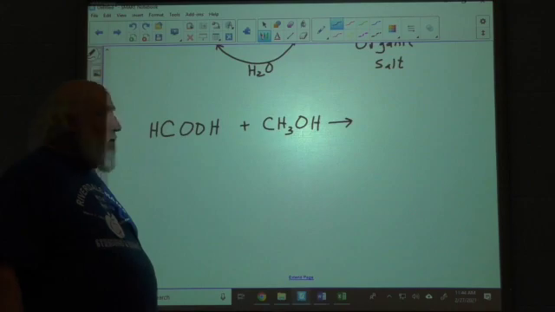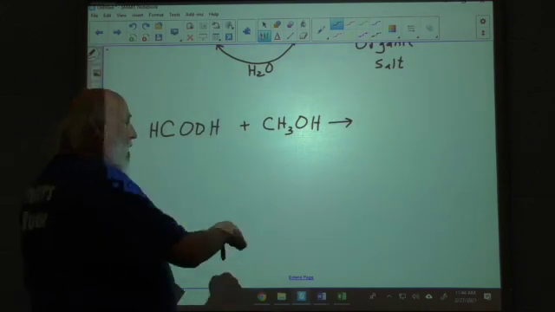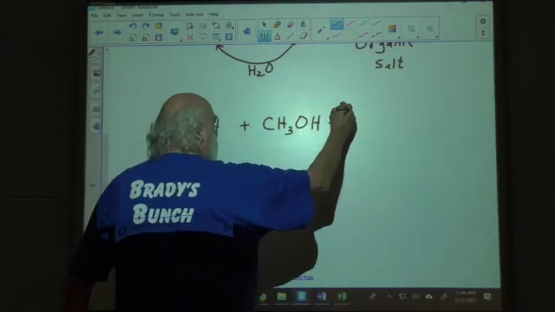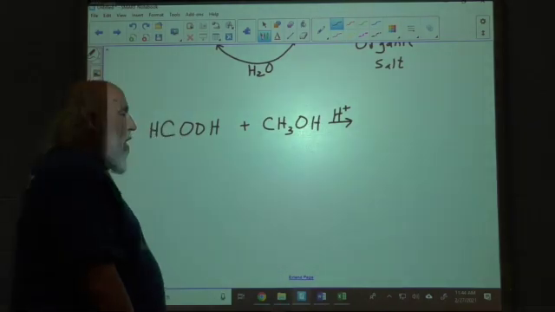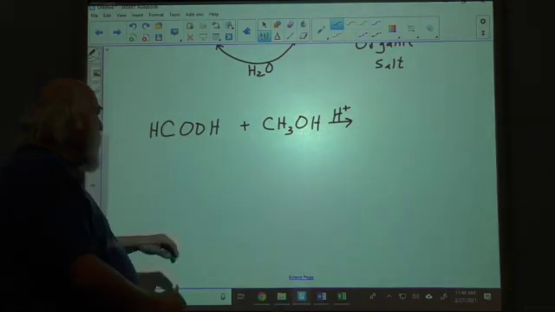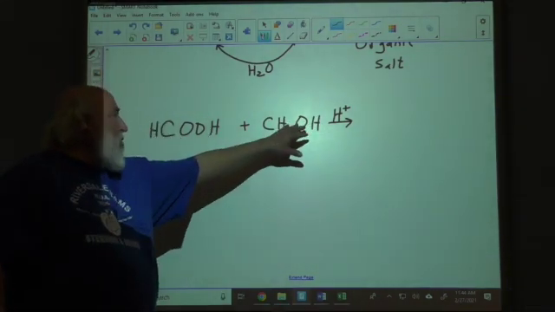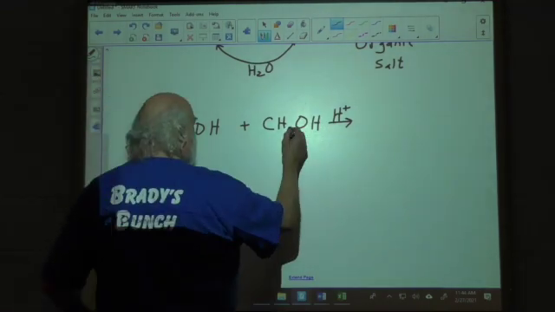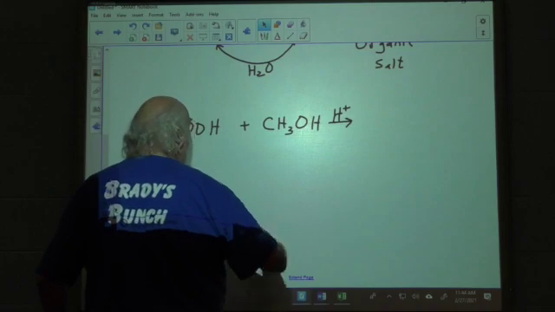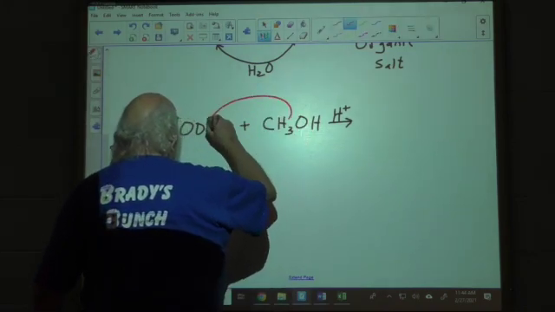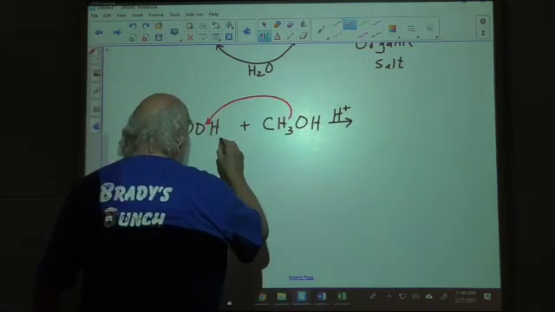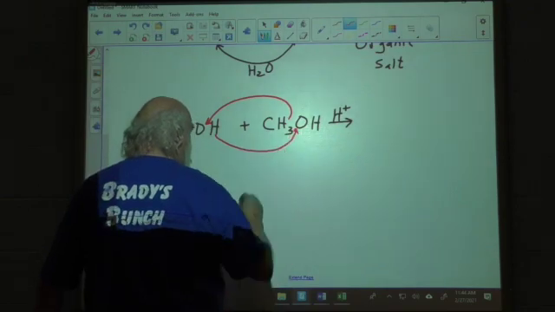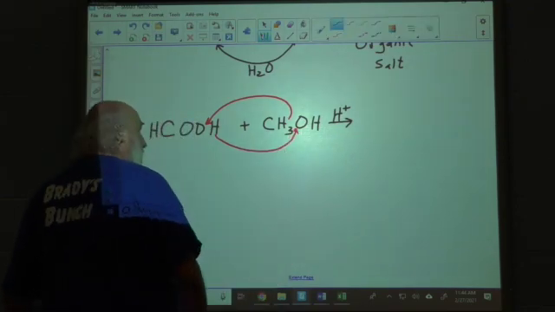And again, we've got to have a catalyst in there, the hydrogen from the sulfuric acid. And it's going to remove this H and this OH to form water. And that means that this CH3 here is going to come over here and replace the H, and that H is going to come over here and replace the CH3.